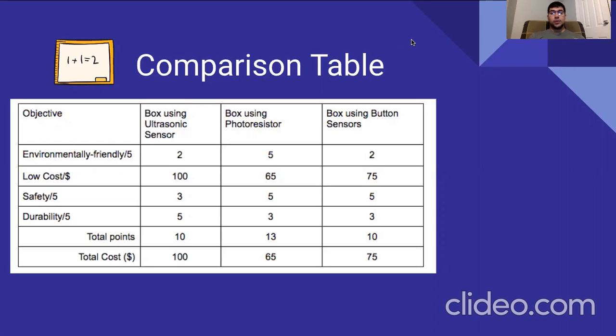The box using the photoresistor ended up scoring 13, which was the highest. And as you can see in the last row, it was also the cheapest to construct at $65. So using the total points and the total cost rows, we were able to come up with the box using the photoresistor as the winner.